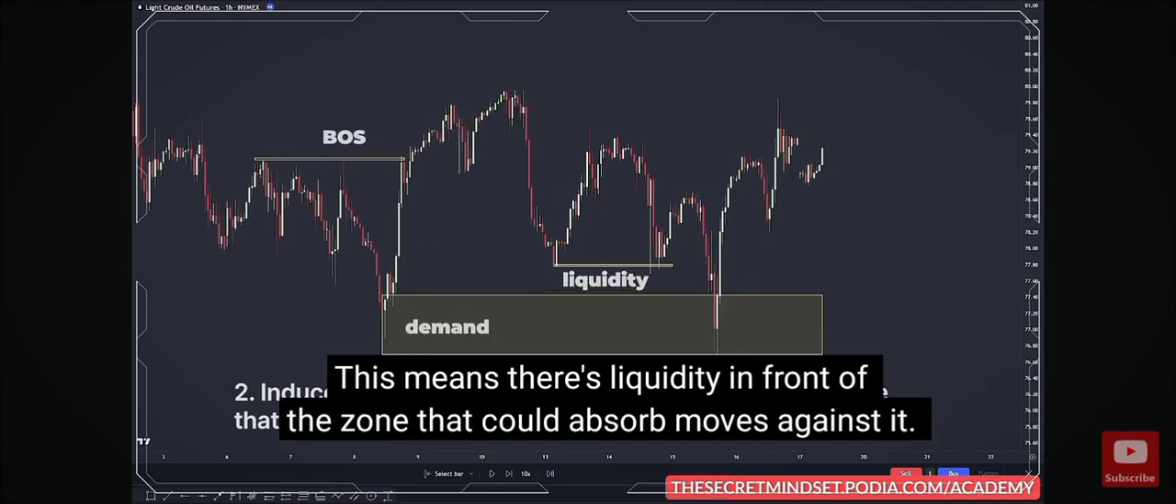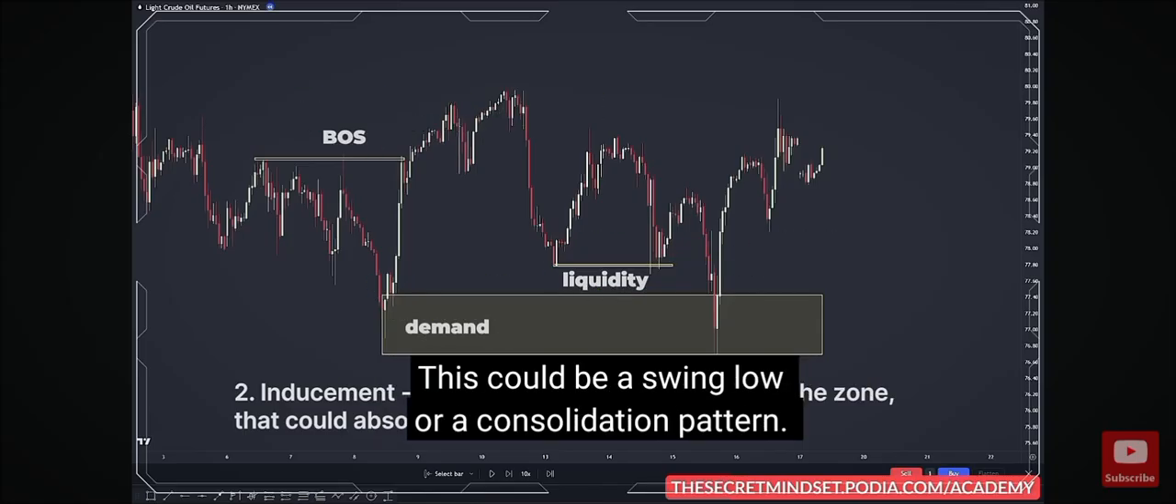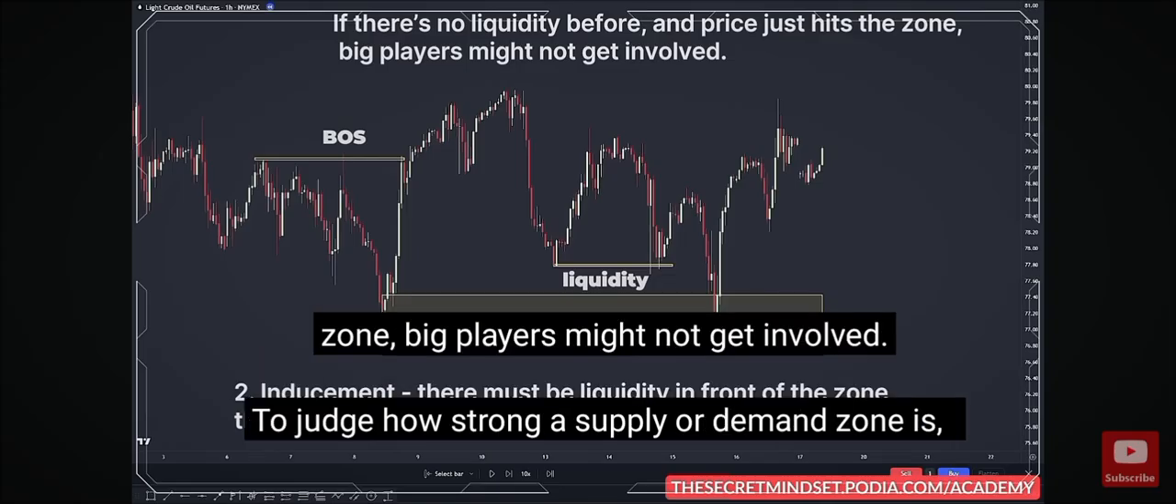This means there's liquidity in front of the zone that could absorb moves against it. For a demand zone, you want to see buy orders stacked up in front. This could be a swing low or a consolidation pattern. It shows traders are waiting to buy at that price. If there's no liquidity and price just hits the zone, big players might not get involved.